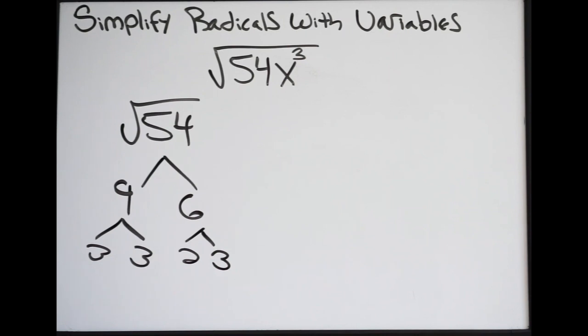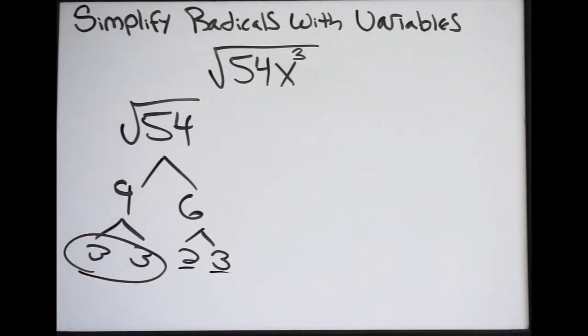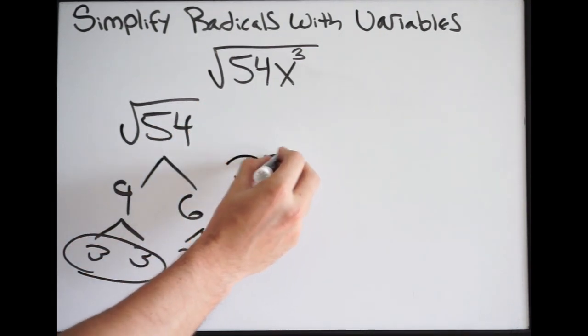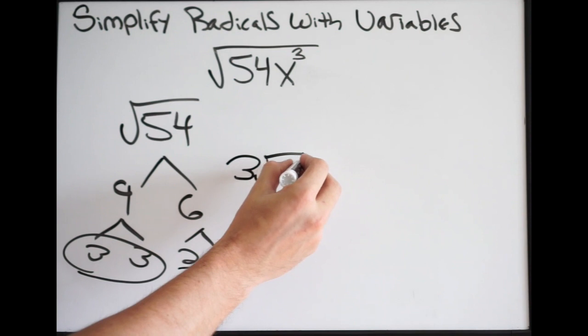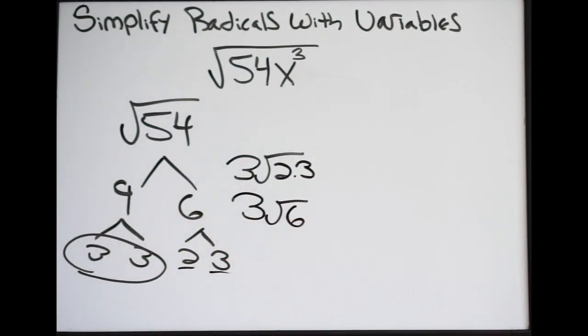Again, that's prime factorization. Now, since it's a square root, we need two of the same number in order to pull it out, right? So right here, this is a pair, meaning we can pull out a 3. I don't have a pair for 2, and I don't have a pair for 3, so those stay underneath the radical. So essentially you have 3 square root of 2 times 3, which we know is 3 square root of 6. Okay, so that's the square root of 54.